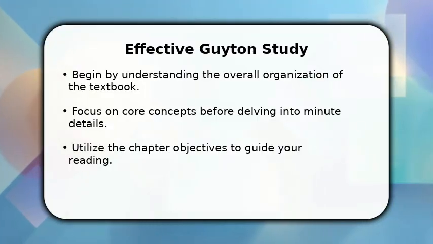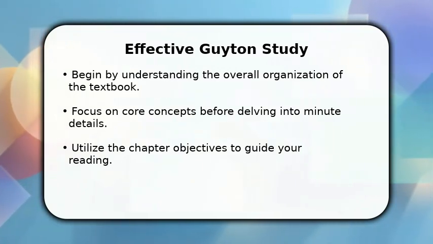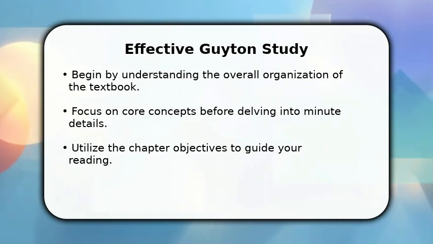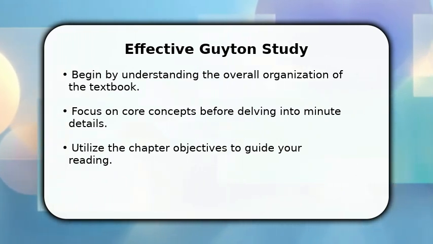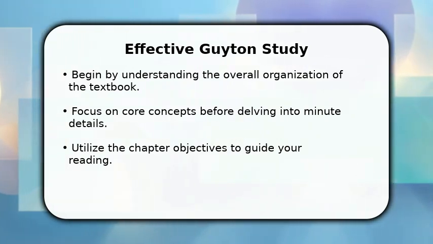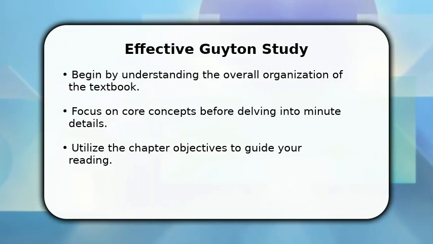In this video, I will explain how to study Guyton and Hall physiology effectively. First, familiarize yourself with the book's structure, which contains over 80 chapters across 15 units. Prioritize understanding the fundamental principles before moving to intricate specifics. Use the learning objectives at the start of each chapter to direct your focus.